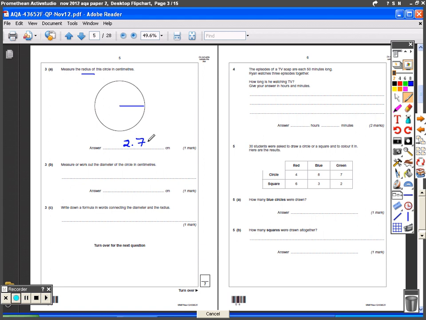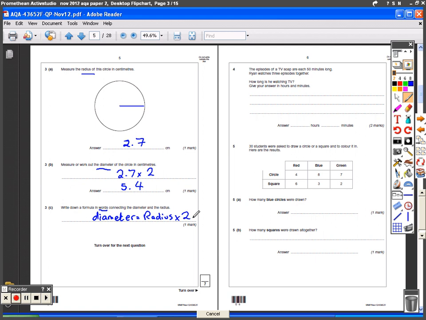centimetres. Measure or work out the diameter of the circle in centimetres. Well, you should know that the diameter is double the radius, because it goes from there to here. So that's 2.7 times 2, which gives us 5.4. Write down a formula in words connecting the diameter and the radius. So therefore we have diameter equals radius times 2.